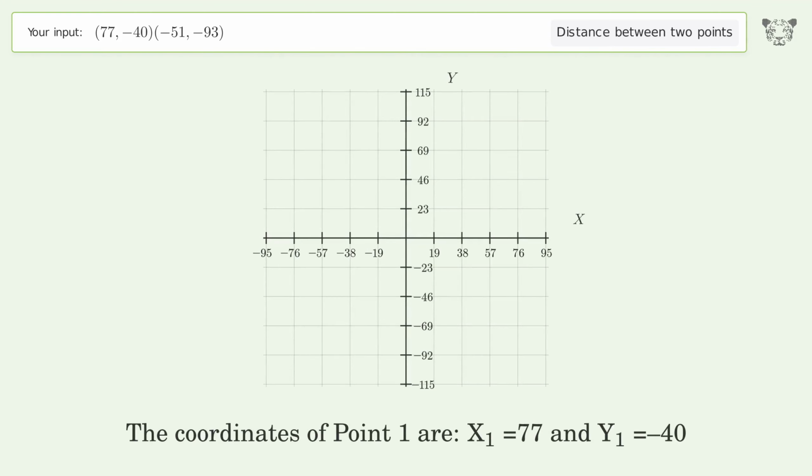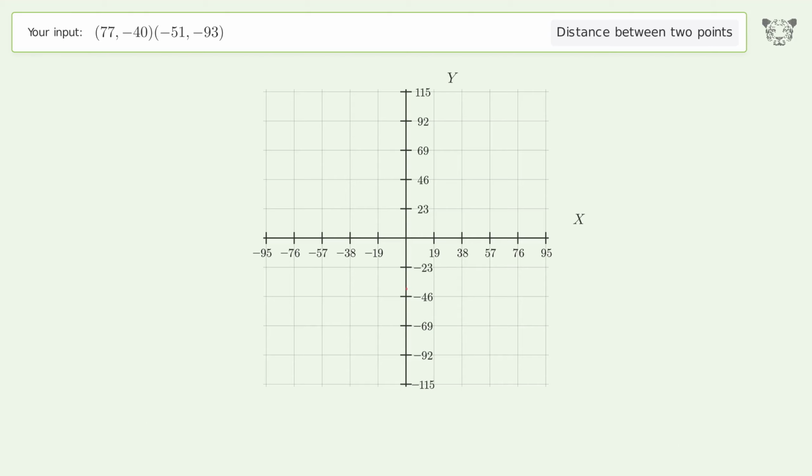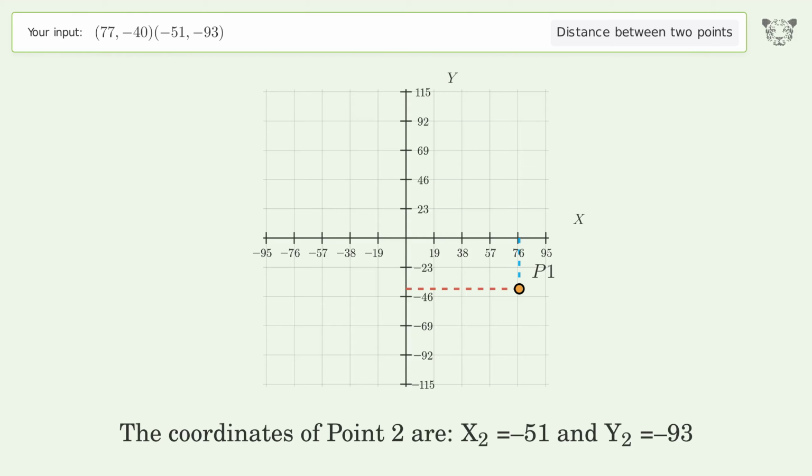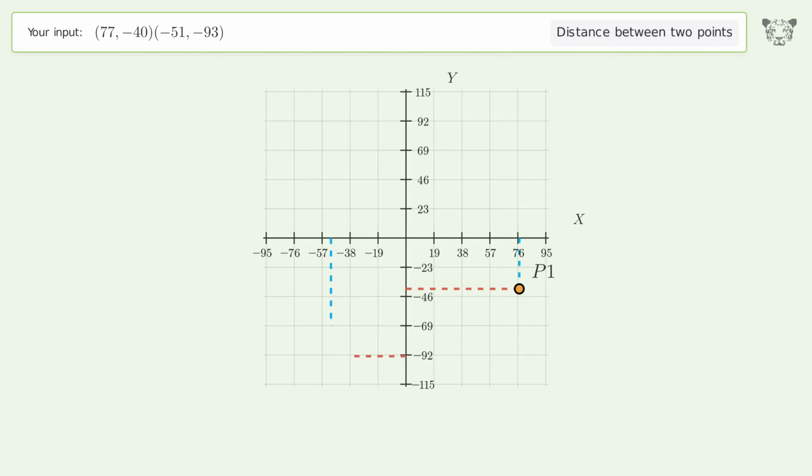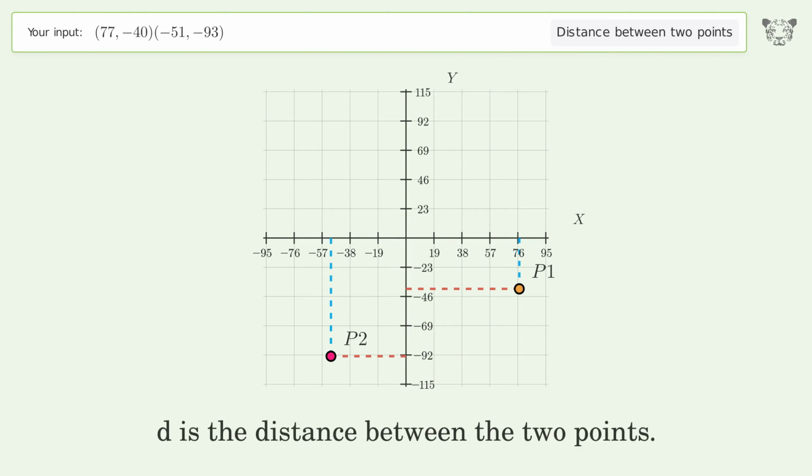The coordinates of point 1 are x1 equals 77 and y1 equals -40. The coordinates of point 2 are x2 equals -51 and y2 equals -93. D is the distance between the 2 points.